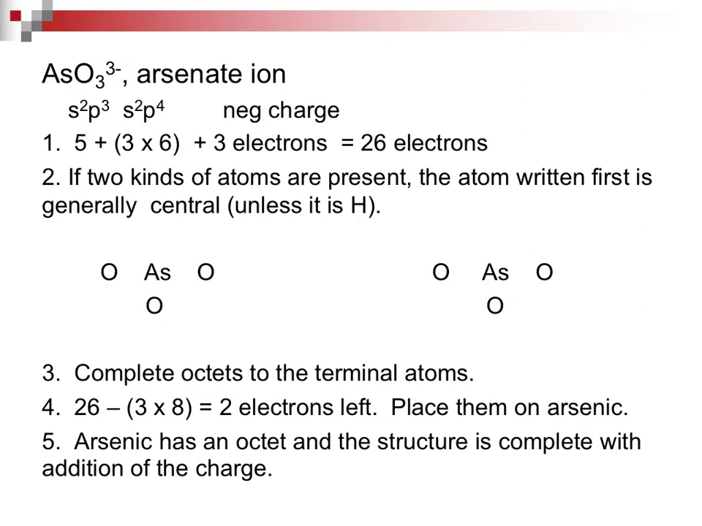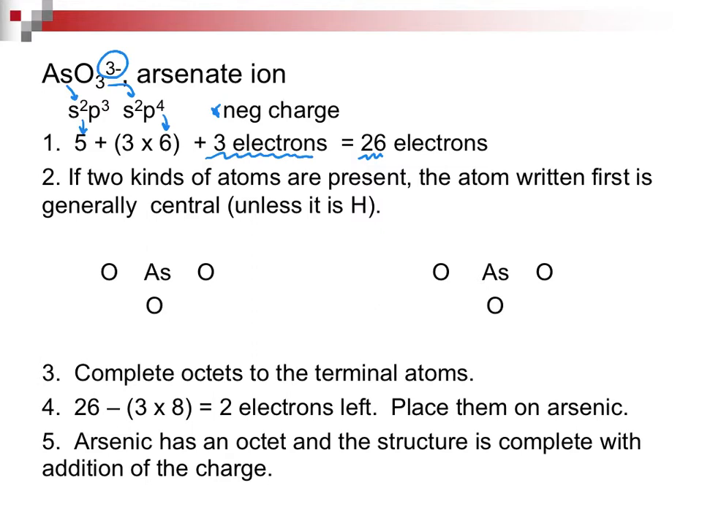Here we have an anion, the arsenate anion. Arsenic, right below nitrogen, S2P5, 5 valence electrons. Oxygen, S2P4, 6 valence electrons. 3 oxygens, 3 times 6. And since it is an anion, we have to add those 3 electrons to take into account the negative charge. That gives us a grand total of 26 electrons.